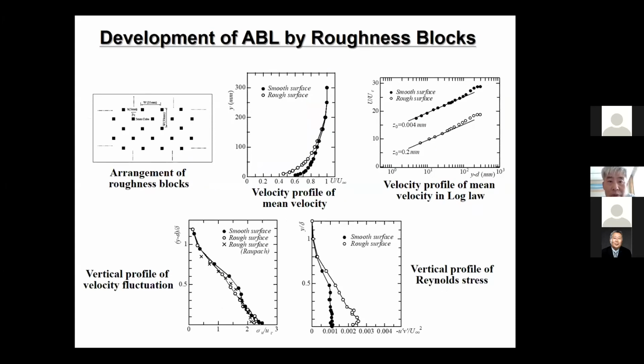Here is an example of how the roughness blocks contribute to the turbulence generation. You see, in a flat plate, we have a lot of roughness blocks. If we compare the velocity profile without roughness blocks and with roughness blocks, you may find that it will generate different velocity profiles. And for the rough surface condition, it will have a much slimmer velocity profile than the smooth case. This expression uses a power law.